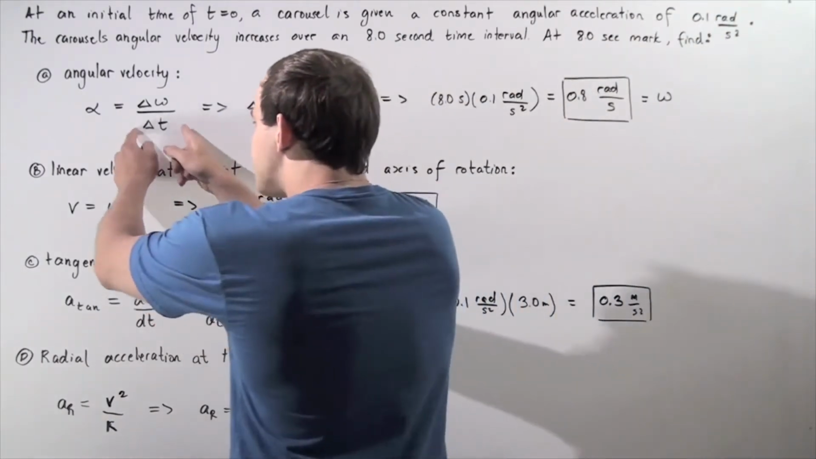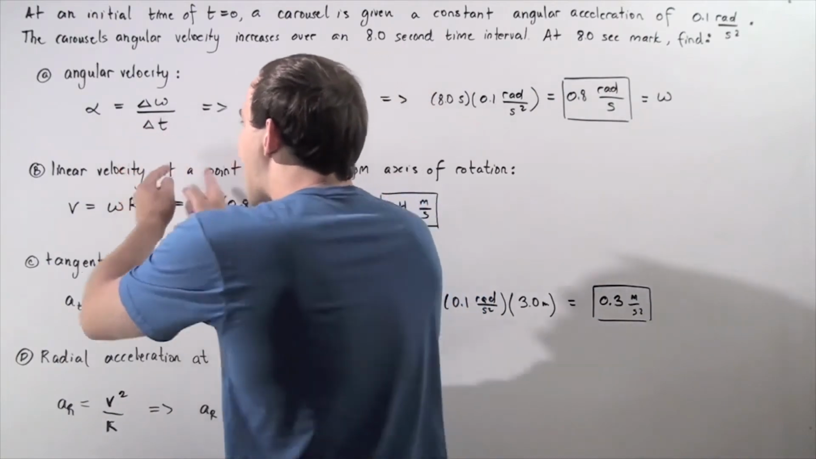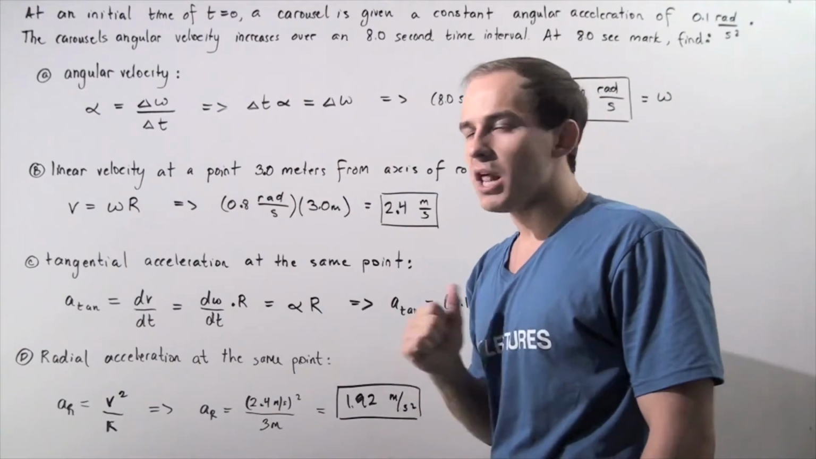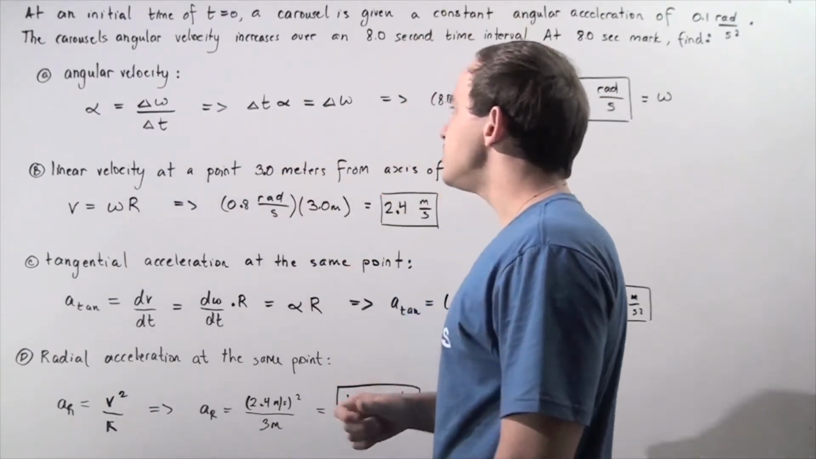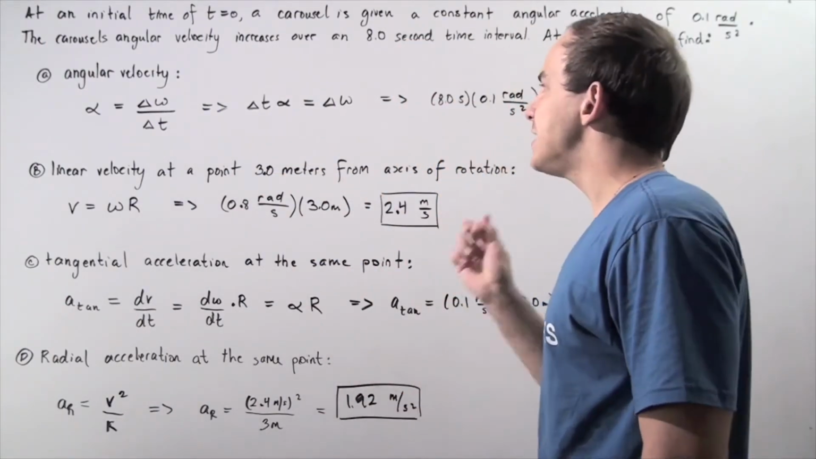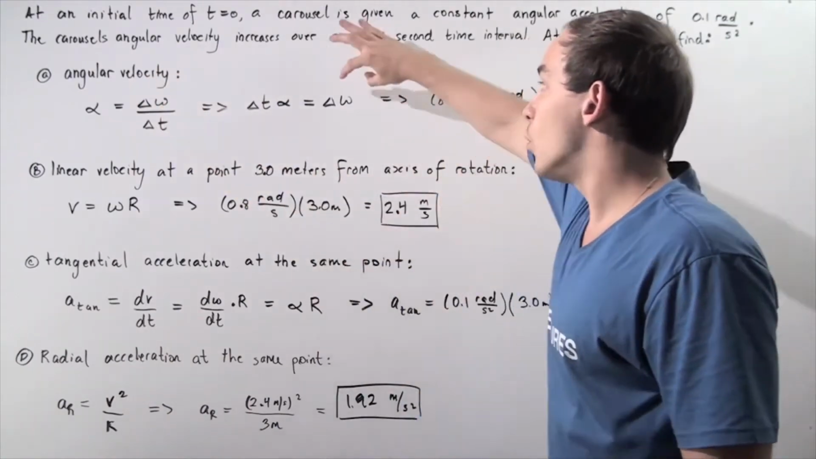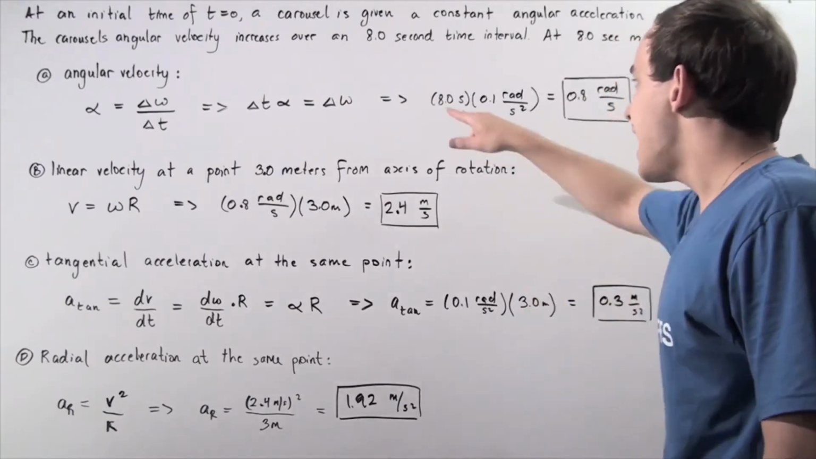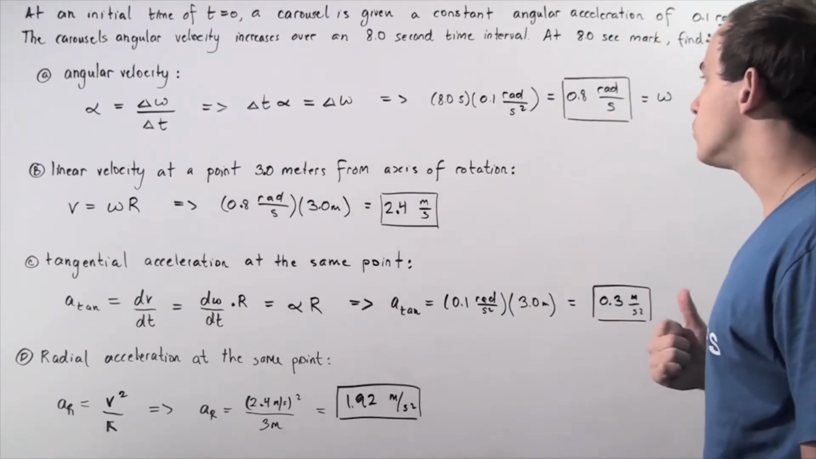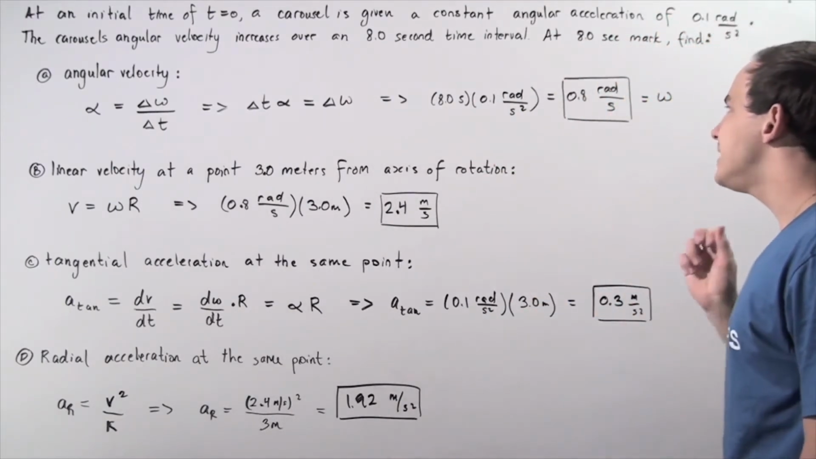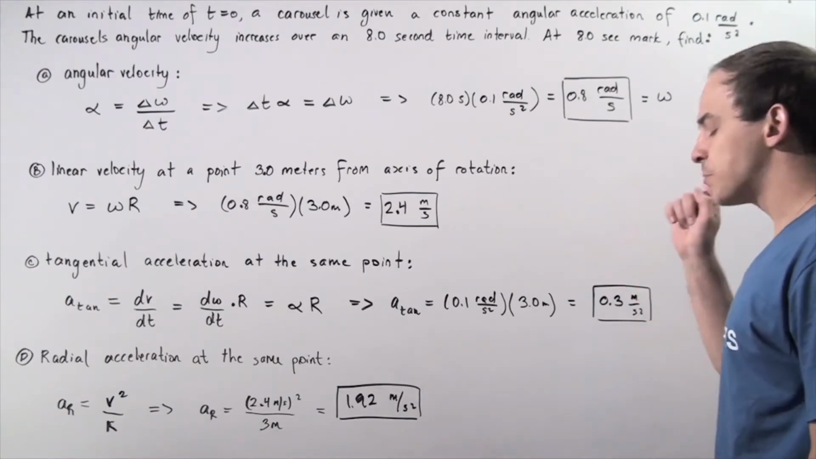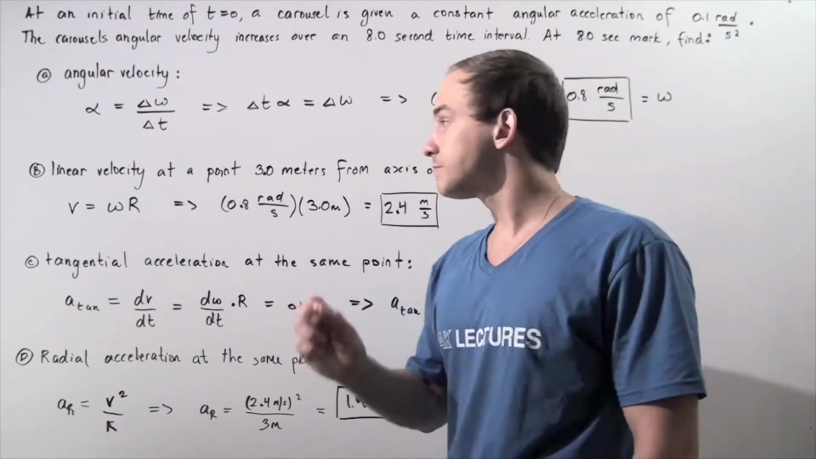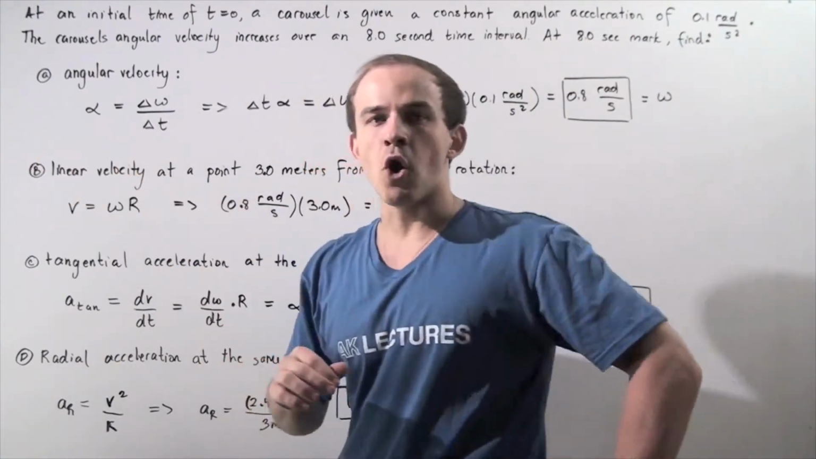So we rearrange this equation and bring the change in time term to the left side, so we get change in time multiplied by our angular acceleration is equal to our change in angular velocity, what we're looking for. So we plug in our two knowns, 8 seconds times 0.1 rads per second squared, and we get 0.8 rads per second is our angular velocity after 8 seconds. Now, let's move on to part B.